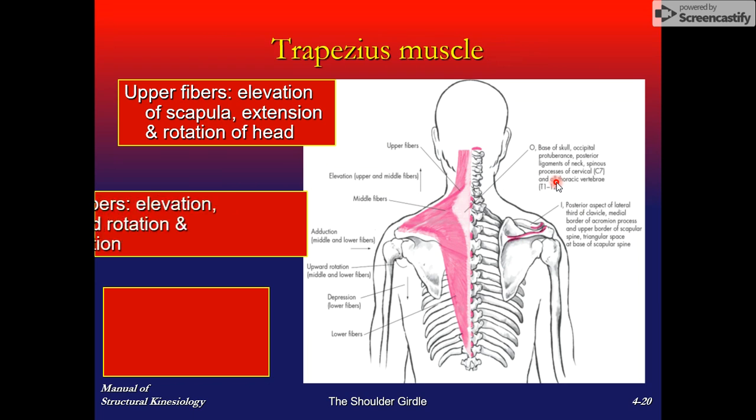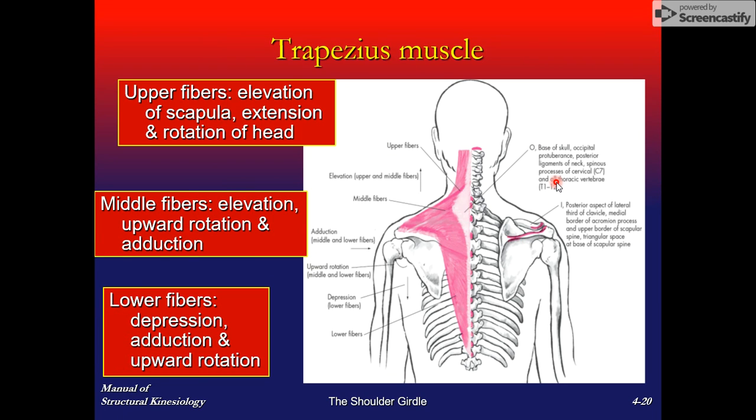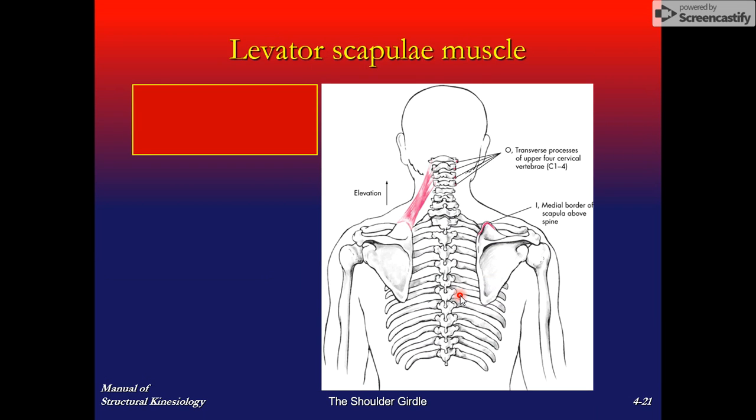Just some facts about the trapezius muscle. The upper fibers, like I said, provide elevation of the scapula, and extension and rotation of the head. The middle fibers: elevation, upward rotation, and adduction. And the lower fibers: depression, adduction, and upward rotation of the scapula. The levator scapulae elevates the medial margin of the scapula. There it is.